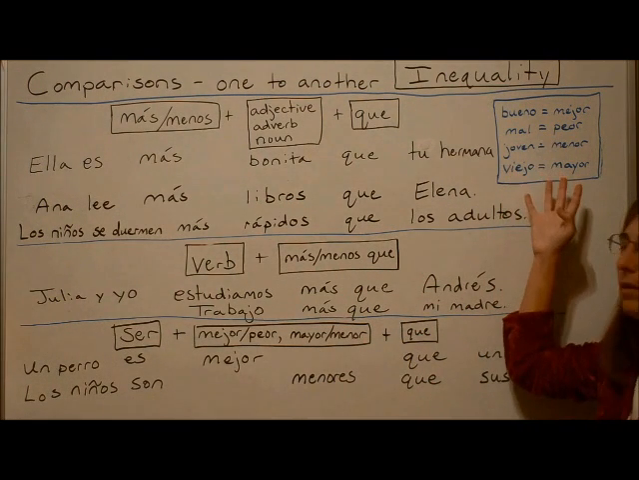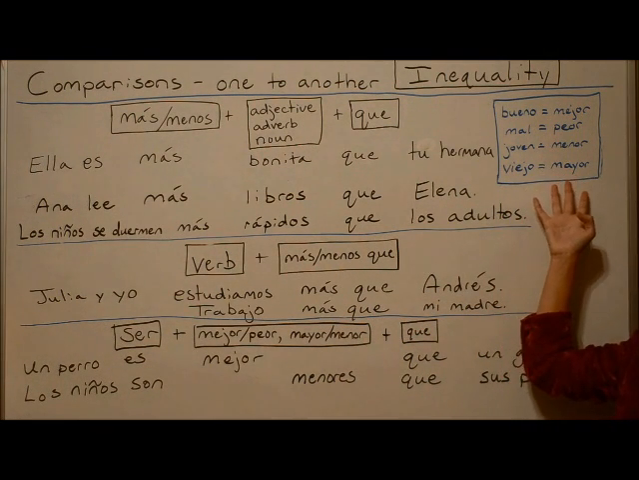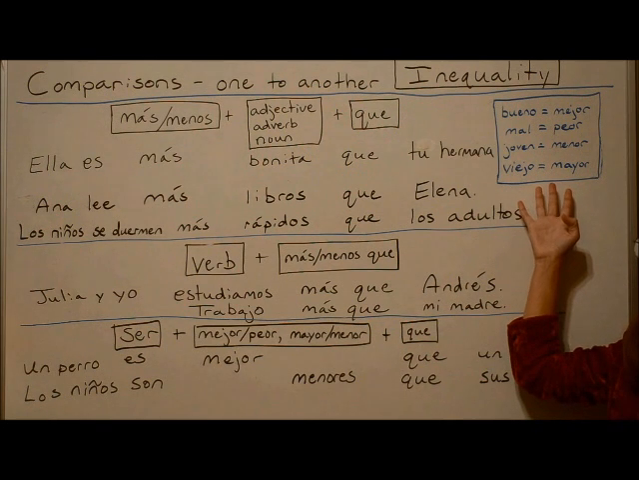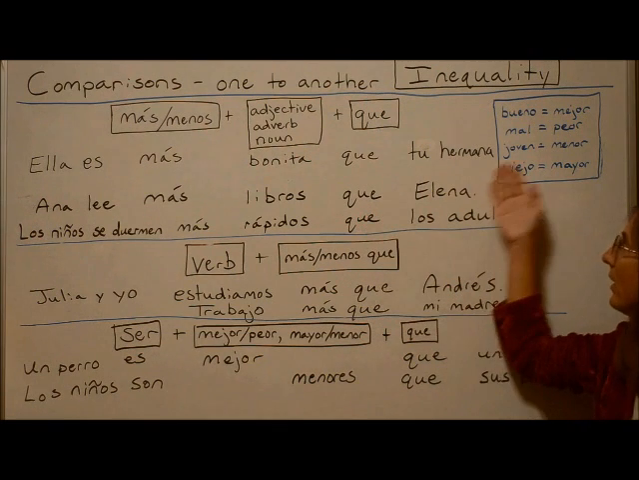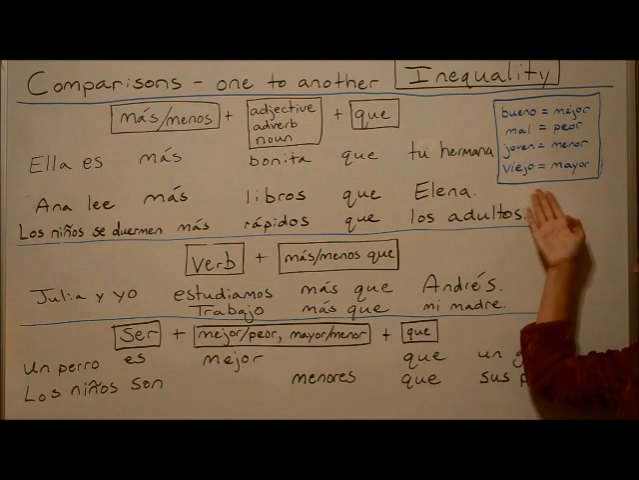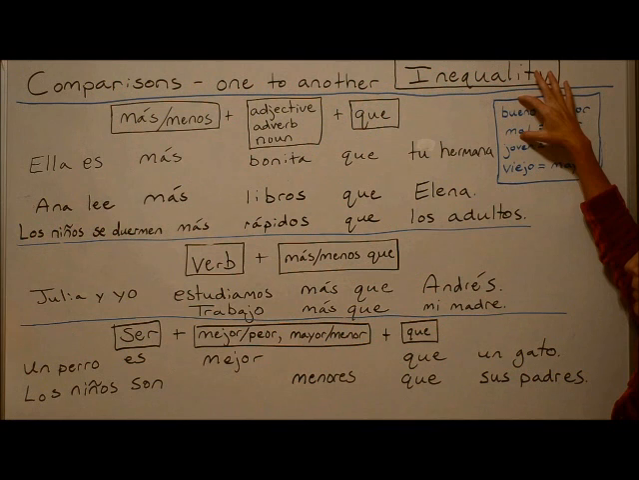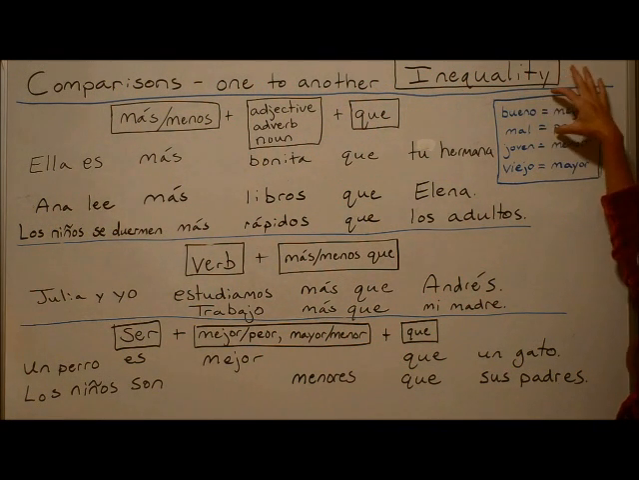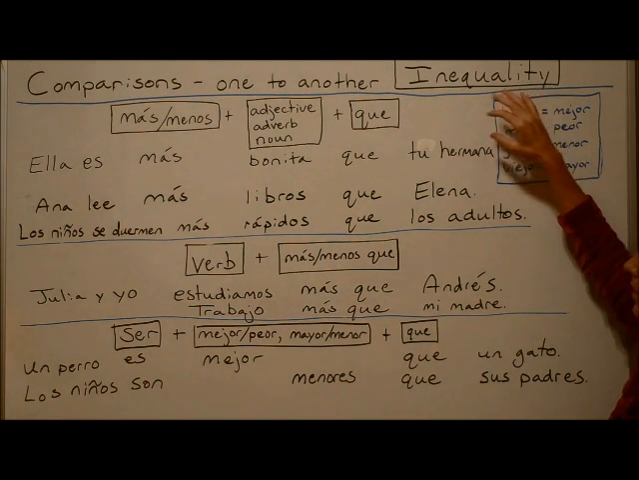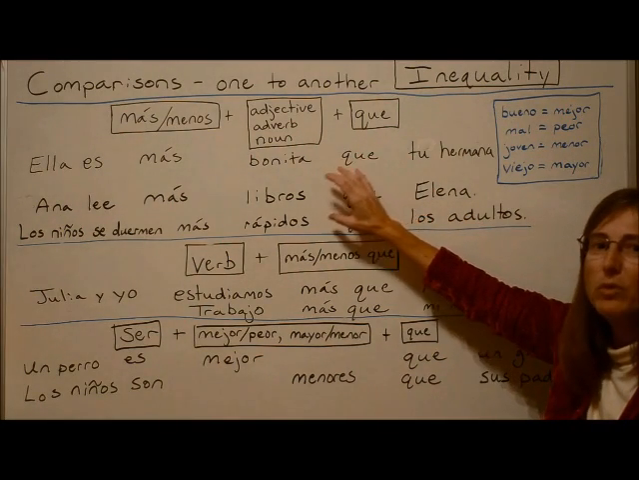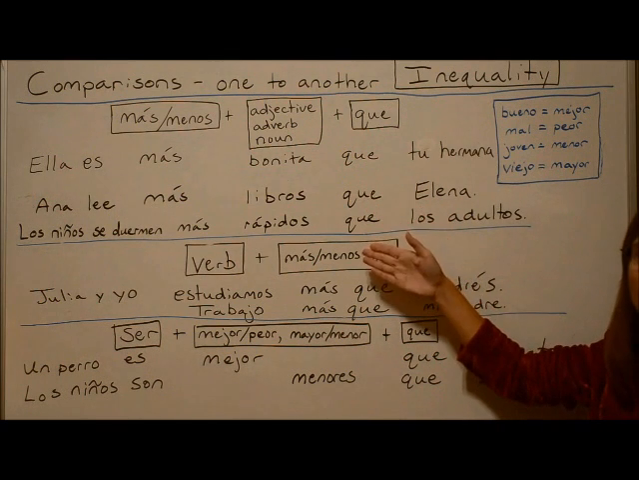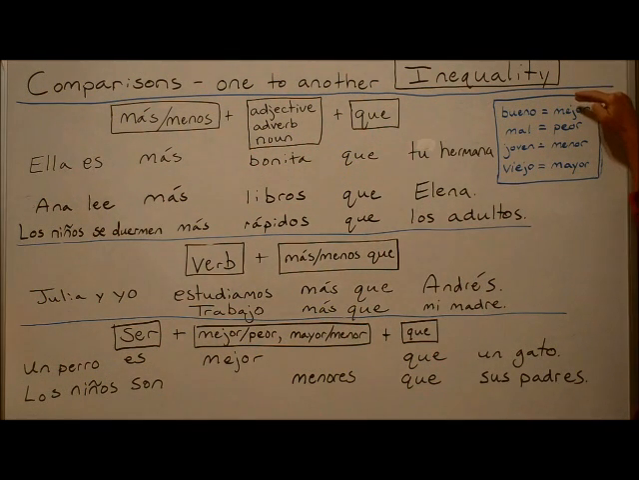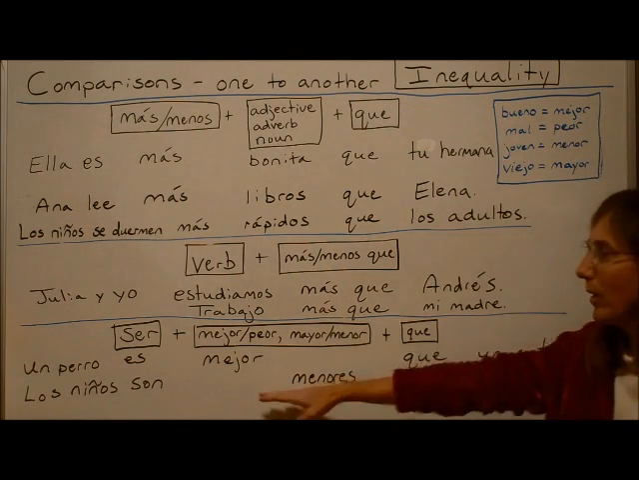Now, there are four adjectives that are irregular and follow a slightly different format than these two formats. And they are bueno, mal, joven, and viejo. Bueno and mal, they aren't really used here. We wouldn't say más bueno, we wouldn't say more good. And we wouldn't say more young or more old. Instead, we would use the terms mejor, peor, menor, and mayor. So I've written the structure here.